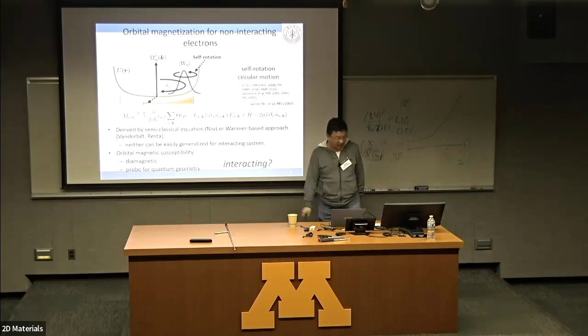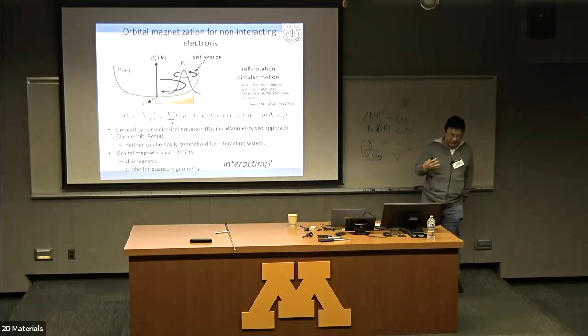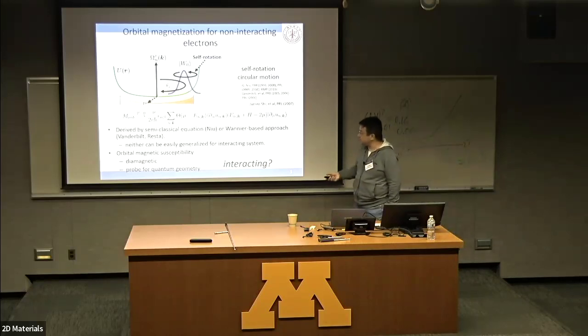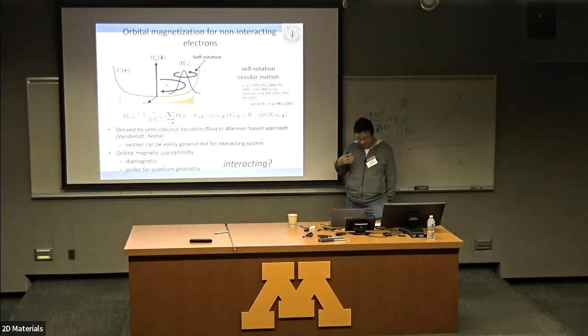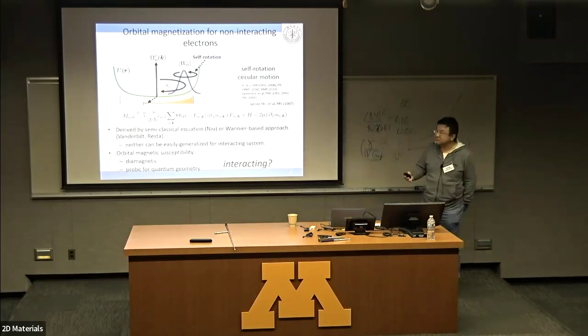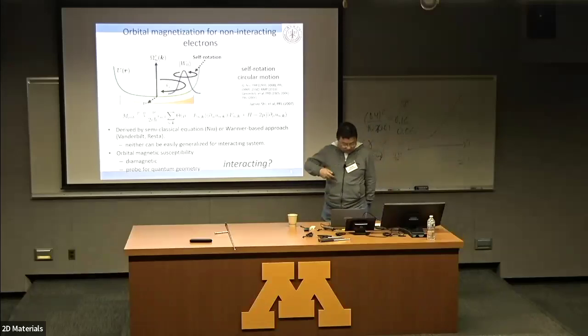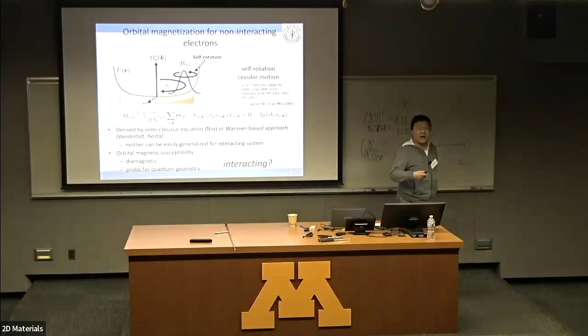Also, using the semi-classical equation of motion, you can obtain the orbital magnetic susceptibility for non-interacting systems. However, if you look at these two different approaches, you realize that it's very hard to generalize them to interacting systems. So the question is, what is the orbital magnetism for interacting systems?